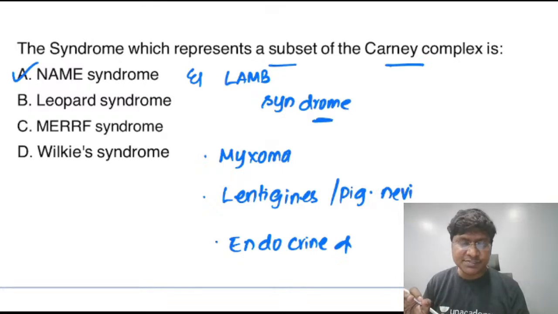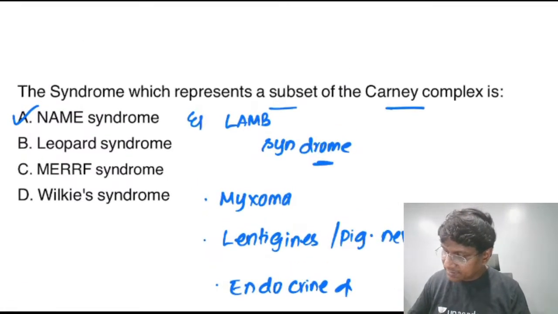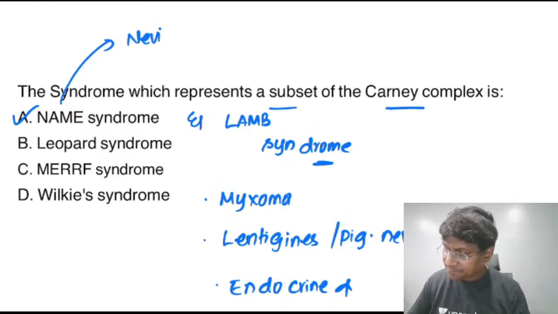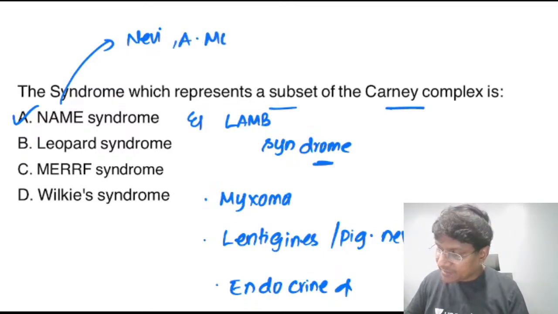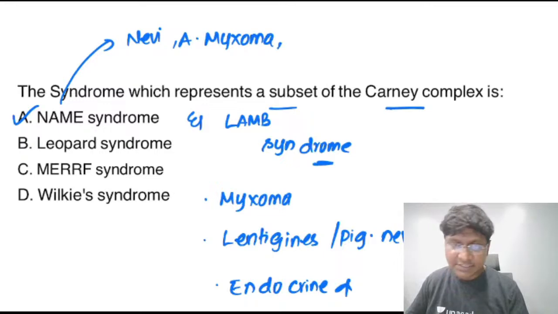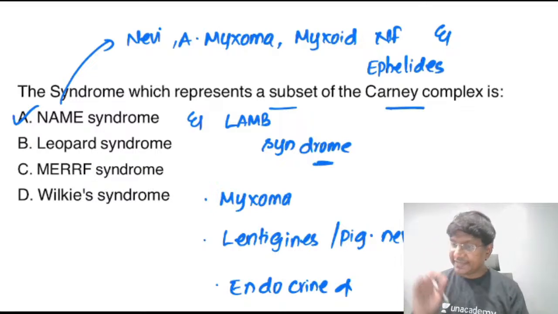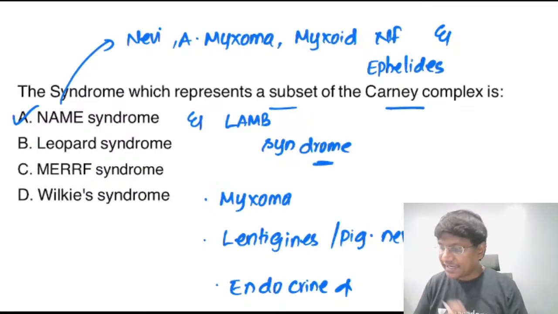Now, what do you understand by the word NAME? In NAME, the letter N stands for nevi. The letter A stands for atrial myxoma. The letter M stands for myxoid neurofibroma. And the letter E stands for ephelides. So this is what is your NAME.